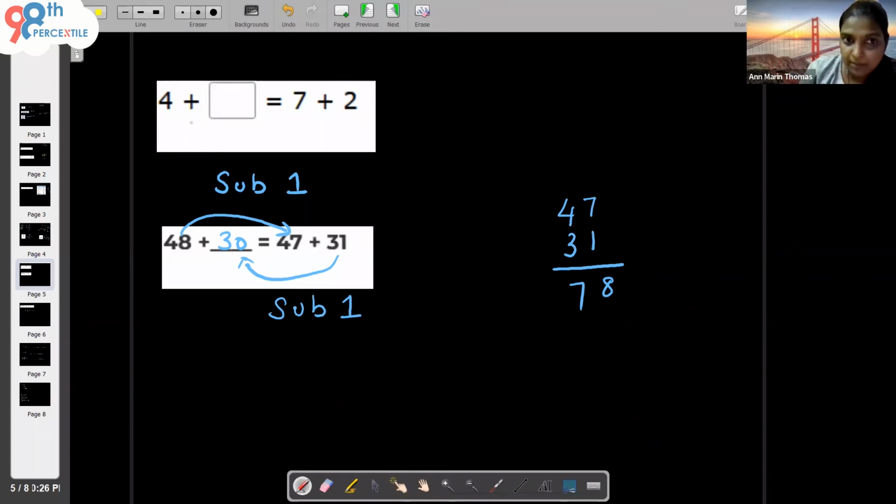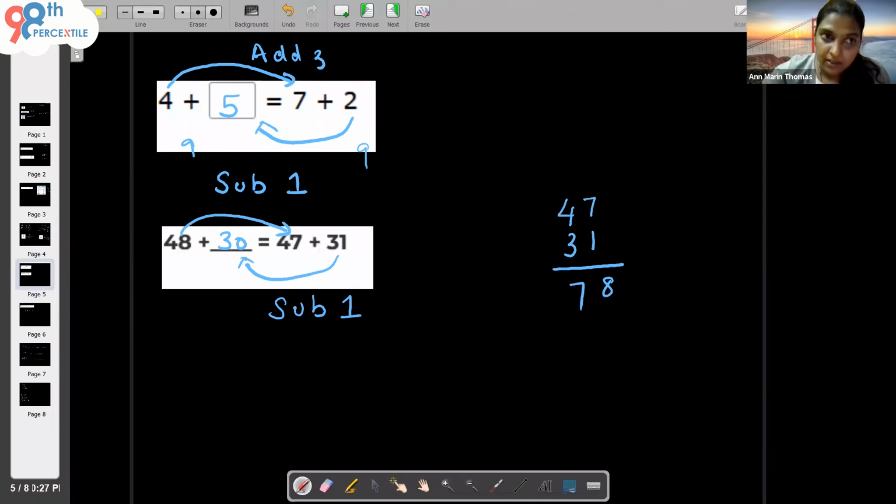All right, let's do one more example here. I have 4 plus blank is equal to 7 plus 2. If you observe here, from 4 to 7, I've added 3. I have to add 3 here to balance the equation so that I get the same number. 4 plus 5 is 9. You get the answer. And 7 plus 2 is also 9. Am I right? Are we going on the same track here?